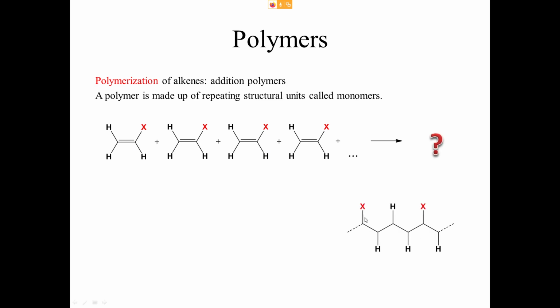Right? So this carbon has an X. This carbon has an X. There's something wrong with this picture. Can you point out what's wrong with it? Right? I put mistakes in here on purpose so you can find them. So there's something wrong with this picture.